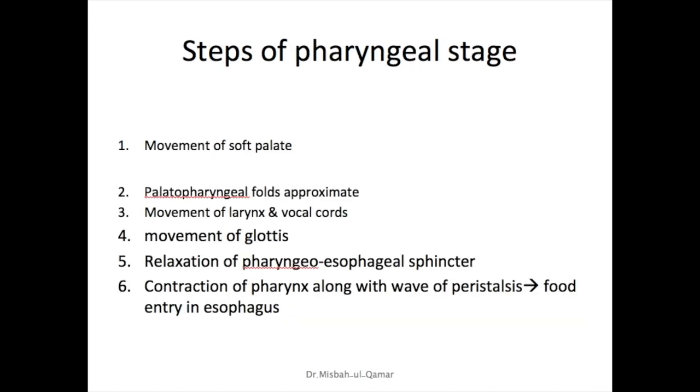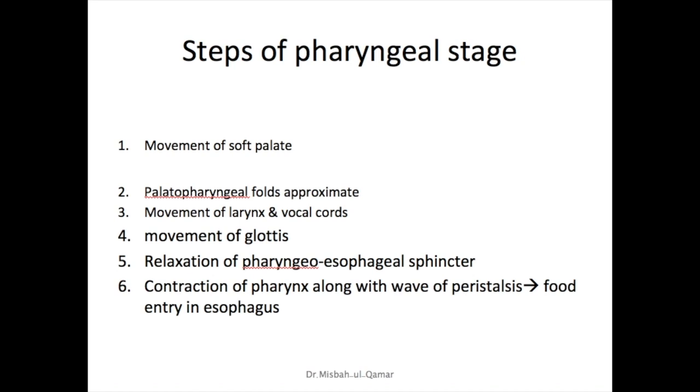Now, the movements that take place in the next step are the upward movement of the larynx along with the esophagus to enlarge the opening of the esophagus, and simultaneous relaxation of the upper esophageal sphincter. This sphincter is also called the pharyngoesophageal sphincter, and it is formed by the upper 3 to 4 centimeters of the esophageal muscle wall. As a result of these movements, food moves easily and freely from the posterior pharynx into the upper esophagus.